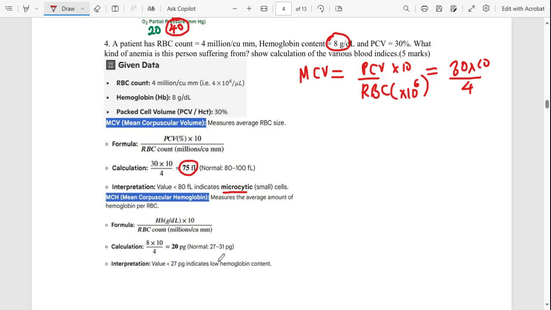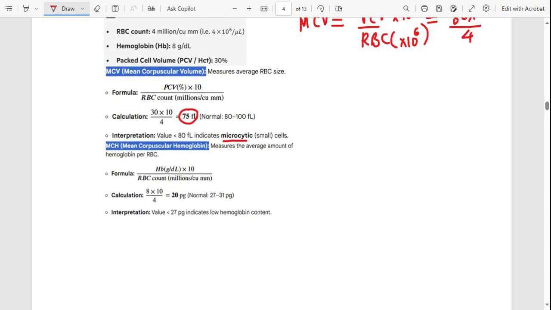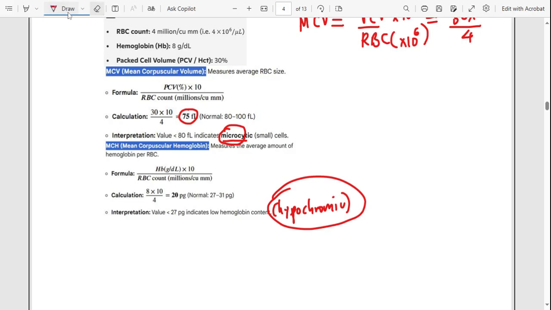Now for MCH, the answer is in picograms. The normal value is from 27 to 31. This value is 20, so that is low. MCH represents the amount of hemoglobin, and hemoglobin is what is responsible for the color of the cells. So since it is low, it means that for color, we use chromic. So this is hypochromic. Okay? Hypochromic. So this is actually going to be a microcytic hypochromic anemia.